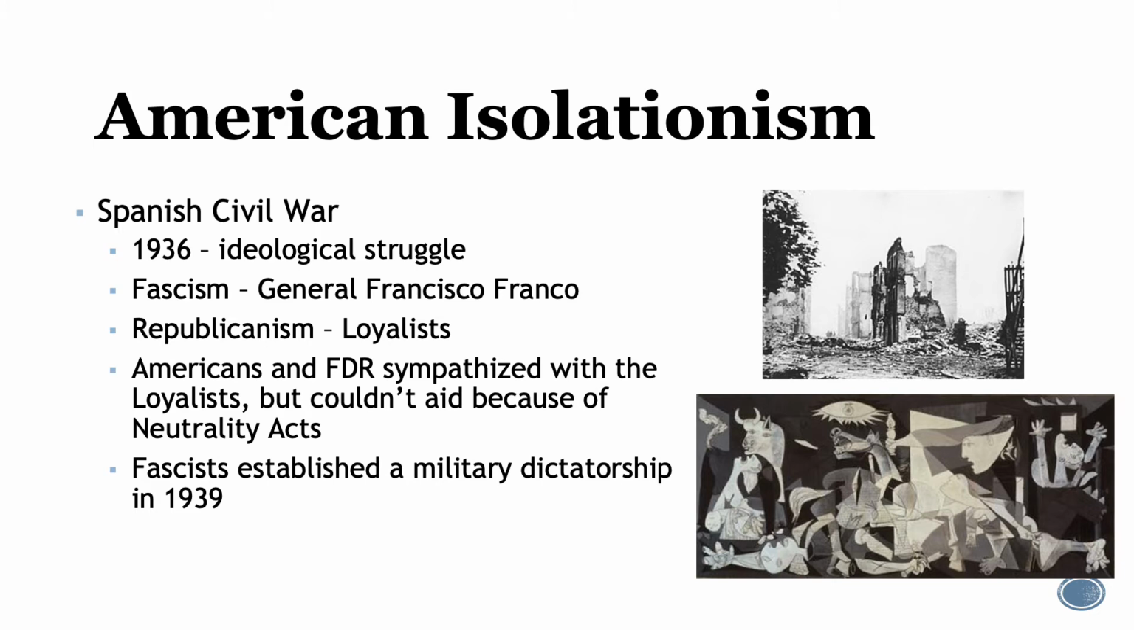The Spanish Civil War started in 1936 as an ideological struggle, fascism versus republicanism. Americans and FDR sympathized with the Loyalists, but couldn't aid because of the Neutrality Acts. And fascists ended up establishing a military dictatorship in 1939. The top picture that you see is Guernica, which was bombed extensively. And then the bottom piece is Guernica, a piece by Pablo Picasso demonstrating the pain and the damage brought by the bombing of Guernica.